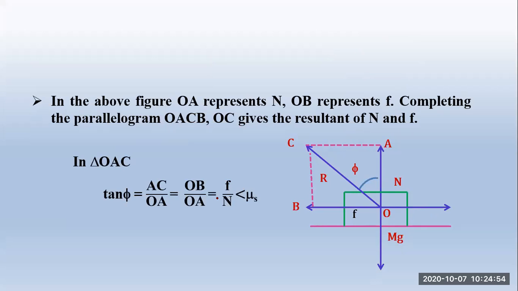So if you write this friction by normal, so tan phi, since friction is always less than or equal to mu times normal, you can write F by N is less than or equal to mu S. So we can write tan phi is less than or equal to mu static. So that tan phi, the angle of friction, is less than this value.